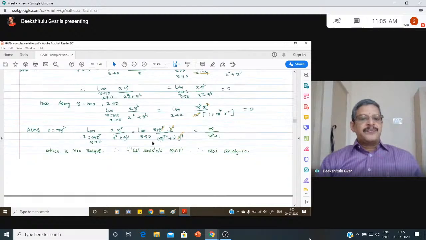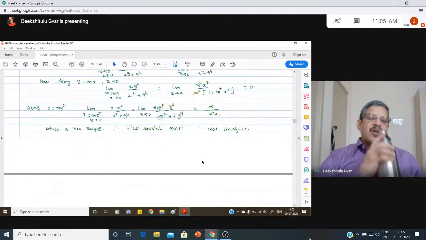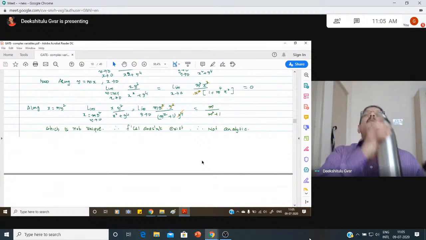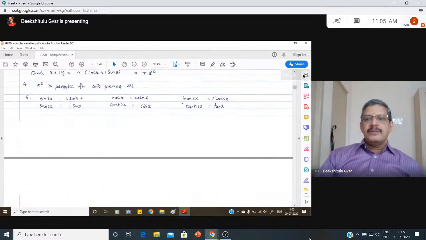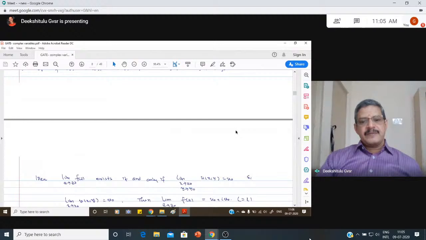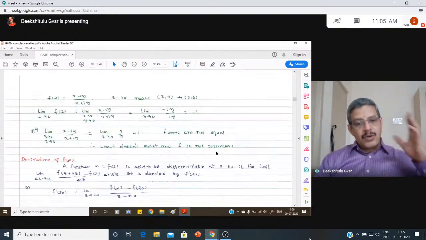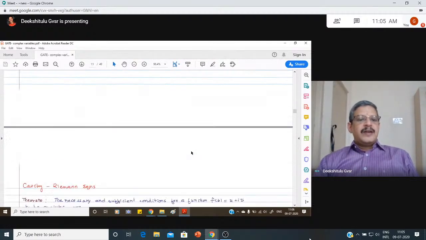I told you there are 5 different paths. Let me go back once and show you. Yes, these different paths: first we have seen like this, then like this, then y = mx like this, and then I am going with the parabolic paths. Hope you got it. Along all these 5 different paths, we have to find the limit and show that they are all equal.